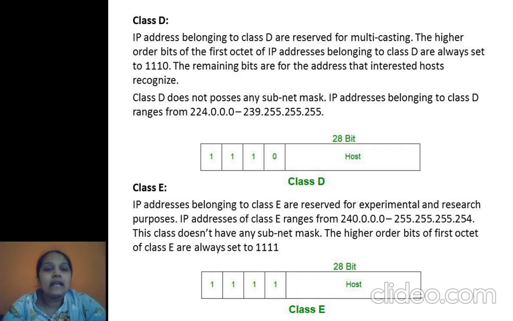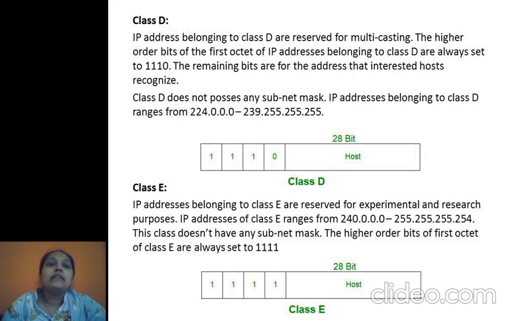Class D and class E are reserved. Class D is reserved for multicasting and class E is reserved for experimental and research purposes. The first octet of class D is always 1110, and for class E it is 1111, which is four ones. Examples of class D and class E will be explained thoroughly, including how the bits are calculated.